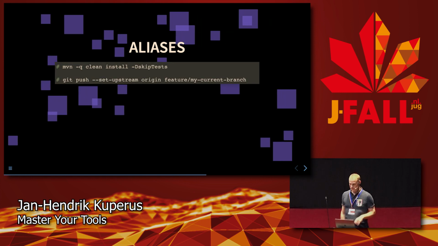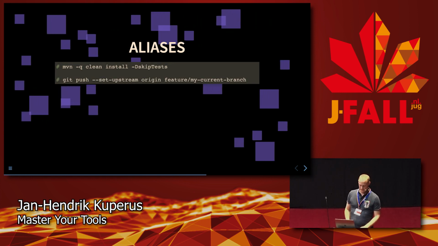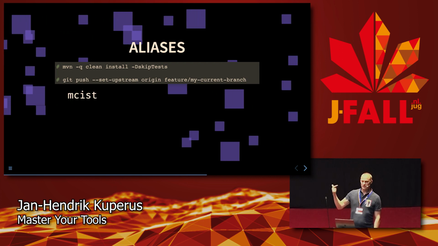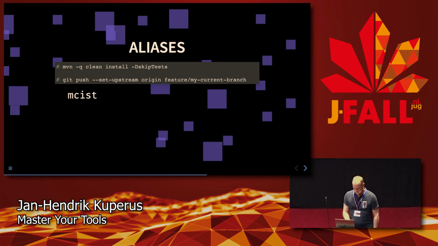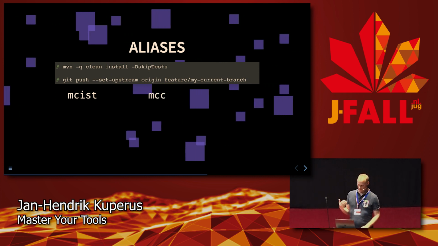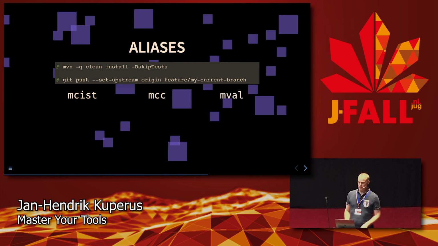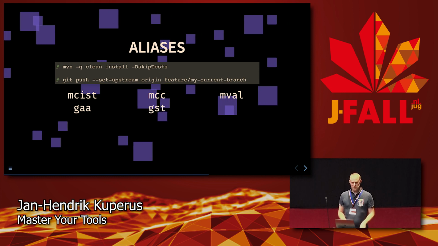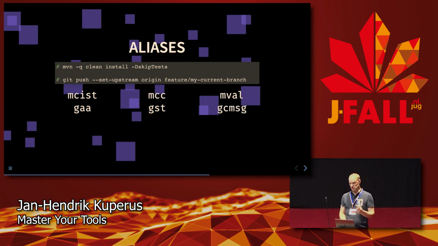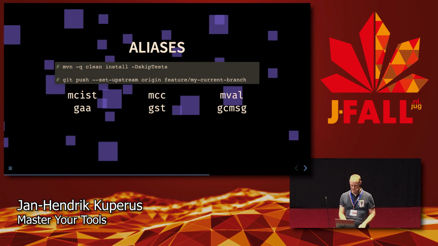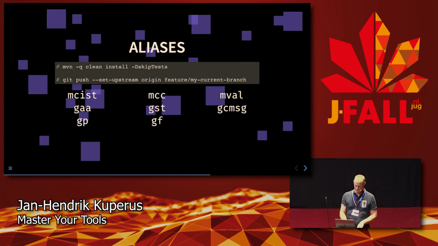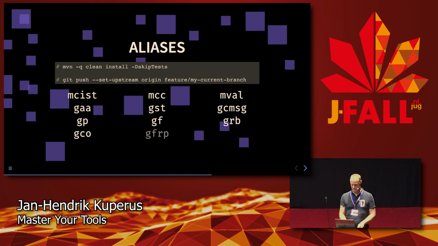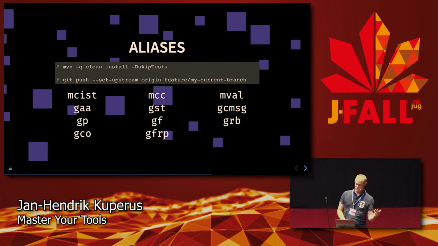Aliases, remember these? I never type this. I type things like this. mcist is for me Maven clean install skip test. mcc is Maven clean compile. mval Maven validate. GAA git add all. GST git status. GCMS is git commit with message. GP git push. GF git fetch. GRB git rebase. GCO git checkout. Gvrp git fetch rebase push.